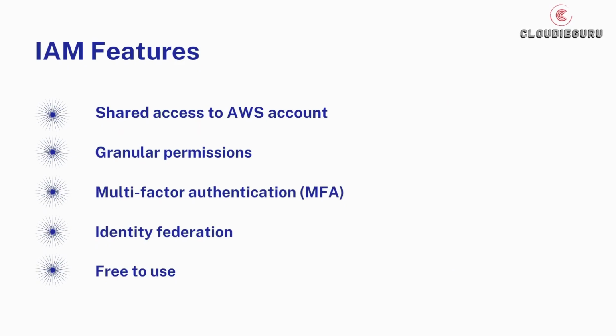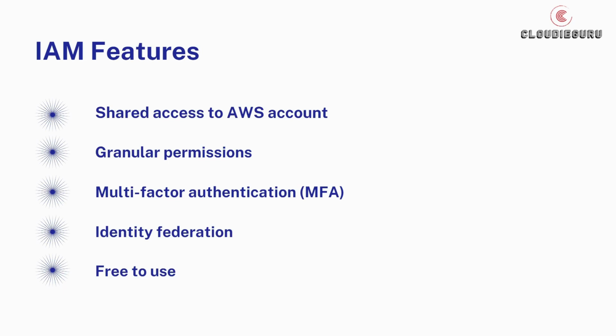Now, let's see some of the features of IAM. So, first is shared access to AWS account. We can grant other people permissions to administer and use resources in our AWS account without having to share our password or access key. We can simply create an IAM user with the required permissions, which will be having its own password and access key, and share that with other people.